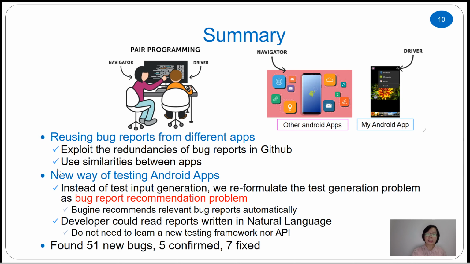So in this case, we achieve the effect that developers can read these bug reports because they are written in natural language, so they don't need to learn a new testing framework or API. And our approach is effective because it can find 51 new bugs, 5 of them have been confirmed, and 7 of them have been fixed.